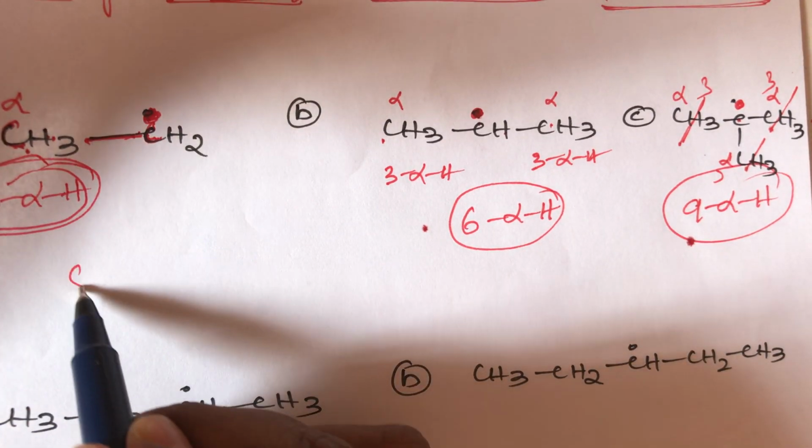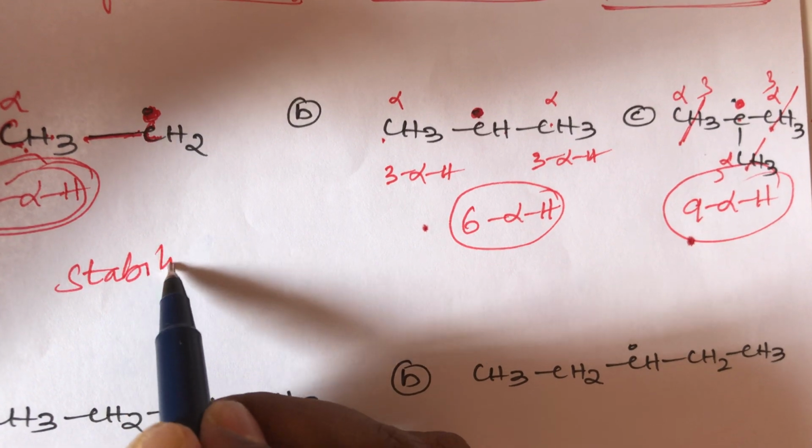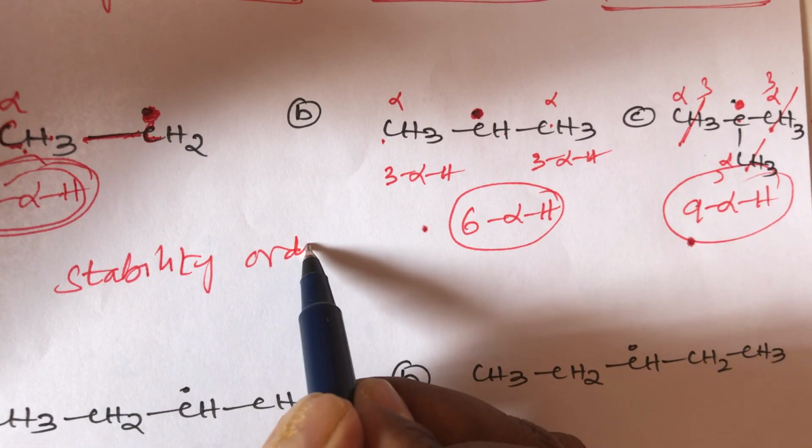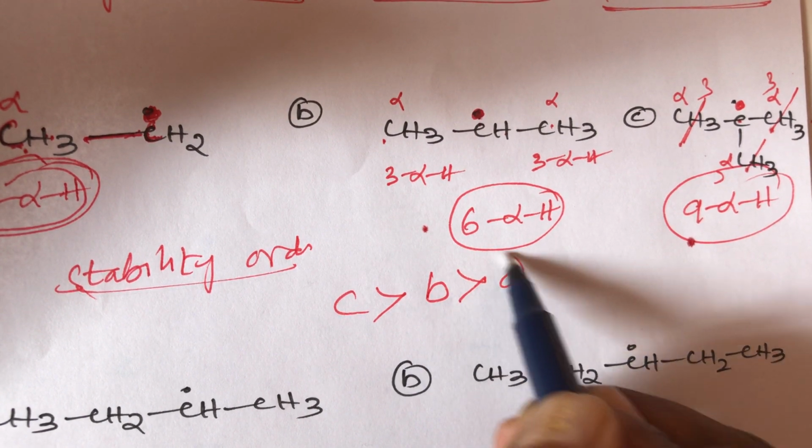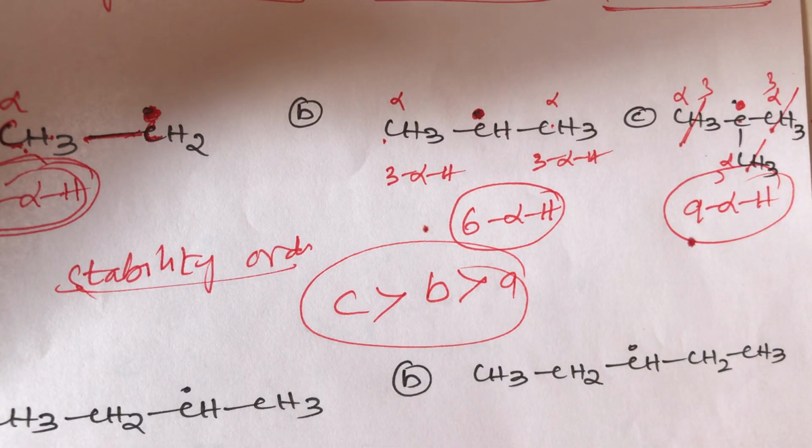So the stability order is C is greater than B, and B is greater than A. Why? Because of the greater number of alpha hydrogens present in compound C, then compound B, then compound A.